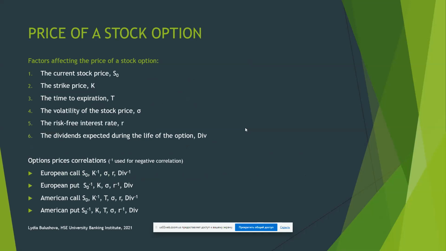So here we've got basic notions. We denote the current stock price with S sub 0. We use letter K for the strike price. Capital T is the time to expiration. We denote the volatility of the stock price with sigma. R stands for the risk-free rate, and the dividends expected during the life of the option are denoted with the abbreviation div.